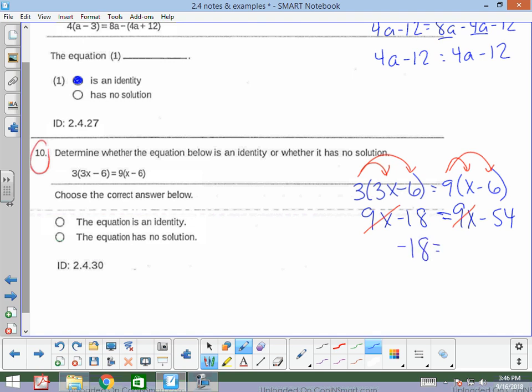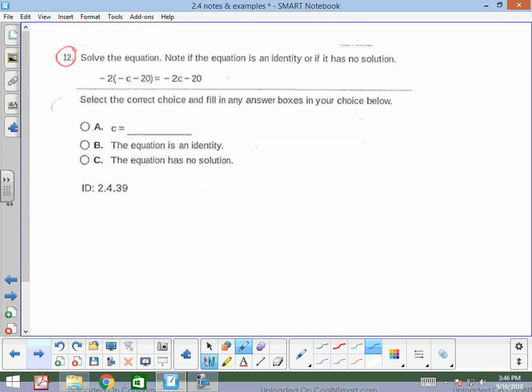So notice I have negative 18 equals negative 54. That is not a true statement. So this equation has no solution. Okay? All right, let's skip to number 12. Number 12, we are going to write the problem.